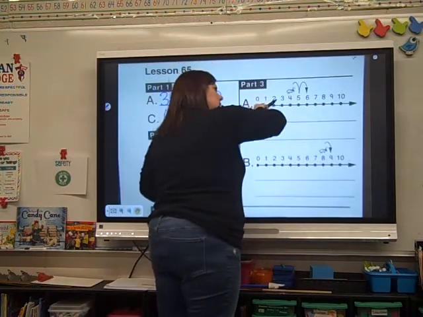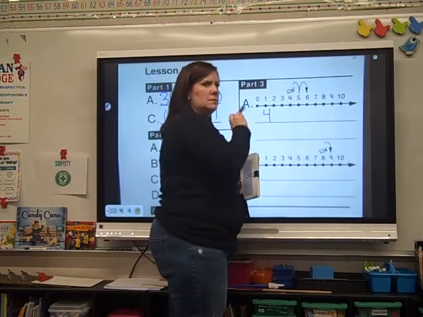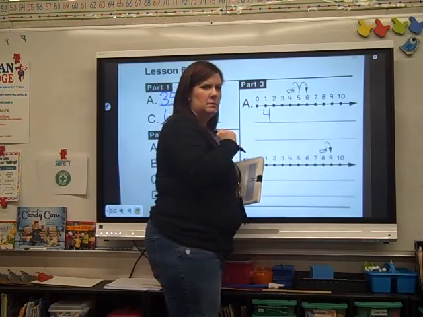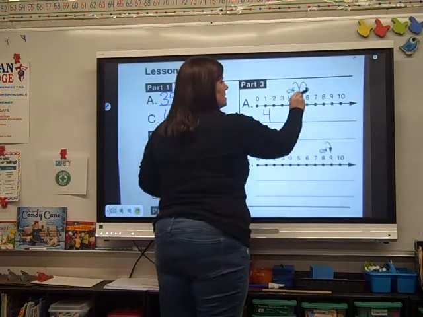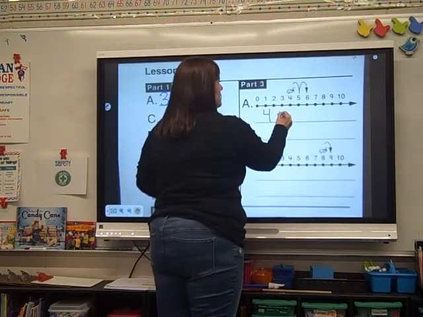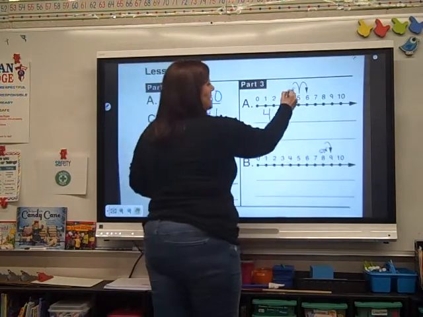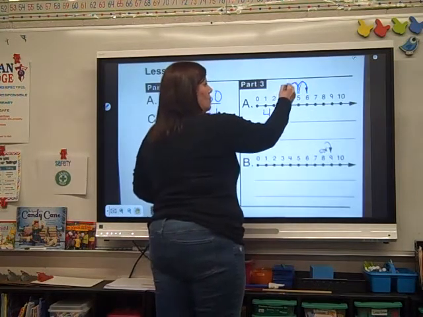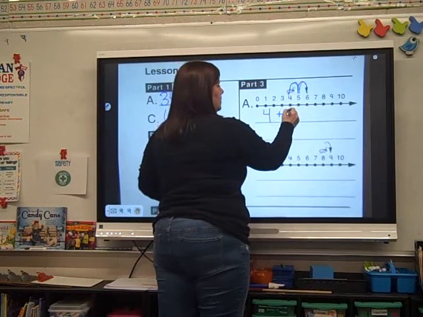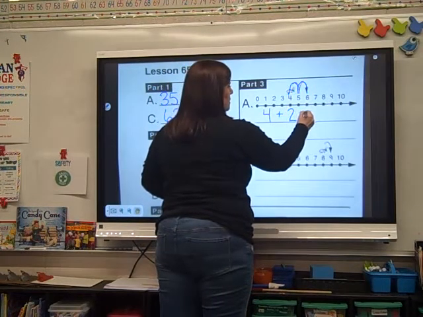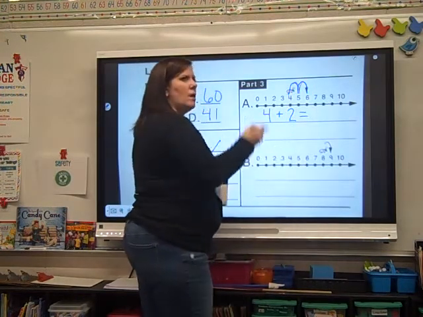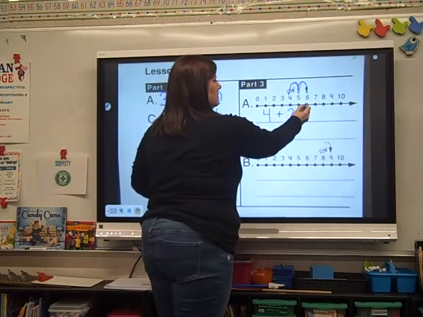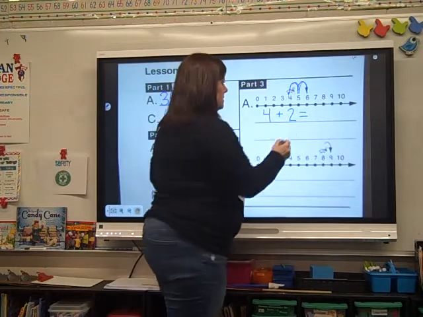Now, what direction is he hopping? Is he plussing or minusing? And he's plussing. He's getting more, isn't he? So put plus. Now let's look. How many hops did he make? I see 1, 2. Put your equal sign. Now, what number did he end up on? Where did he land? Yeah, 6. Okay?